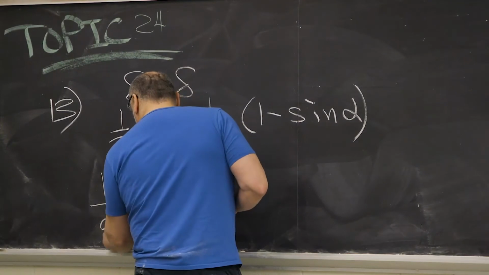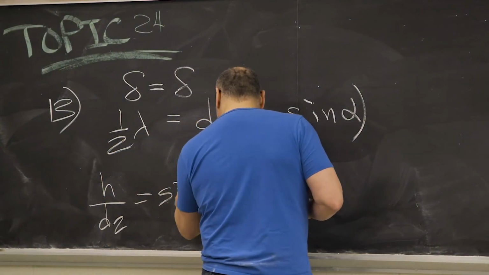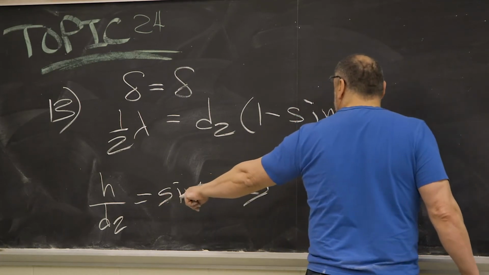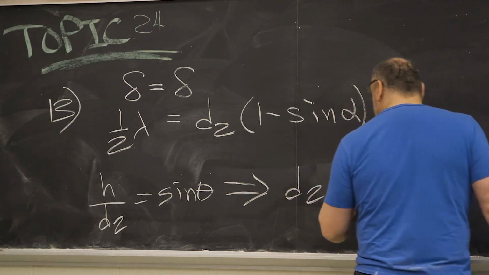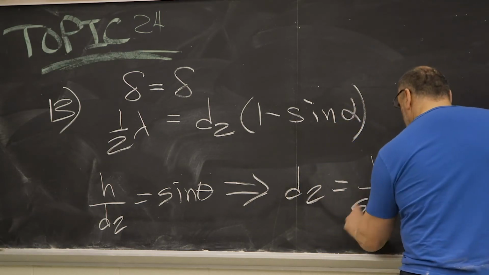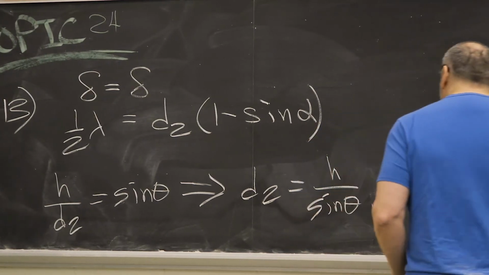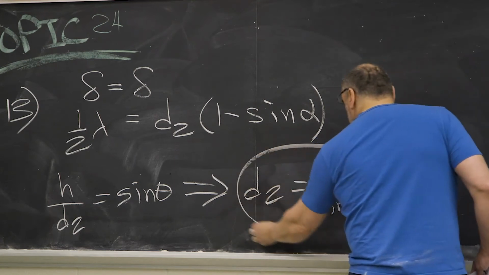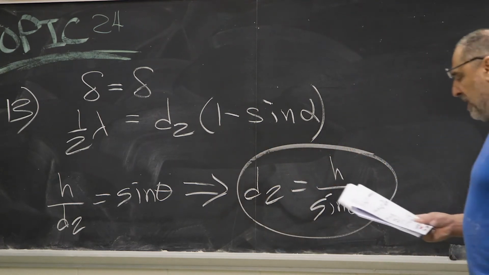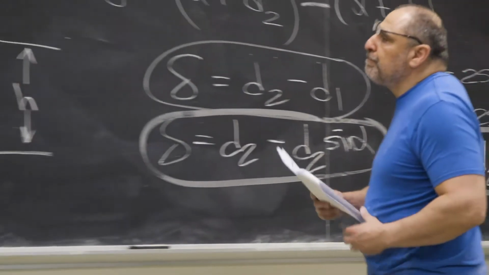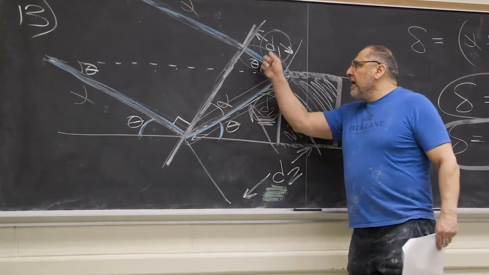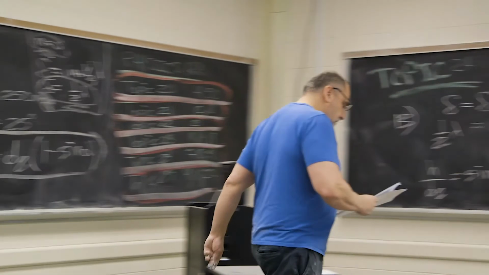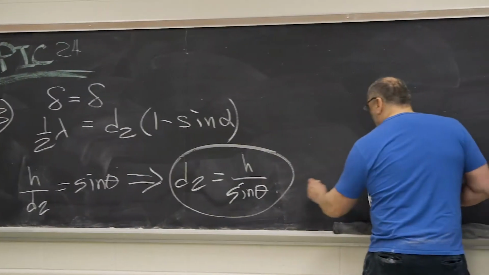So h over D2 is the sine of theta. Which implies, let's solve for D2. Let's multiply by D2 on each side and divide by the sine of theta. D2 equals h over sine theta. So, okay. Let's see what else we might want to say here. Might as well bring alpha into the game. The sine of alpha is opposite over hypotenuse. D2 shows up again. D1 over D2 is the sine of alpha. These are all in my notes.